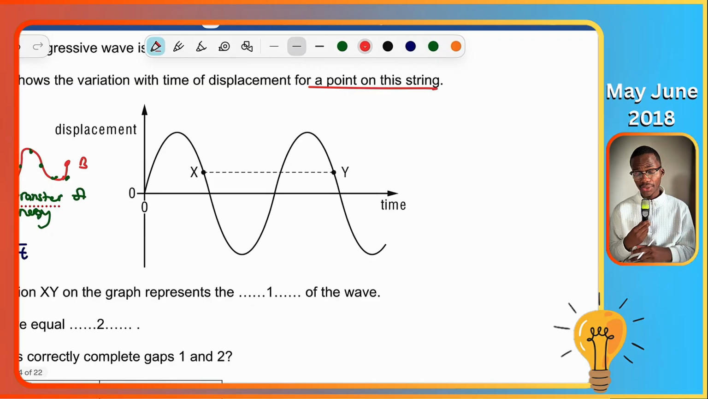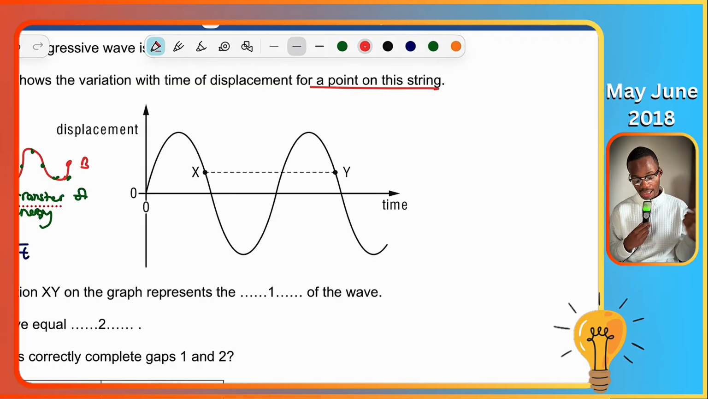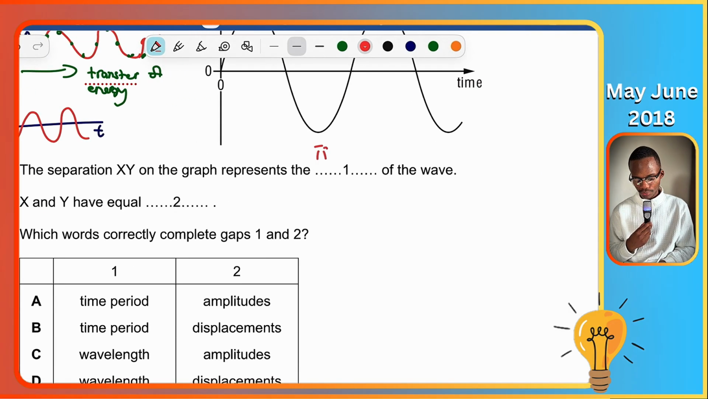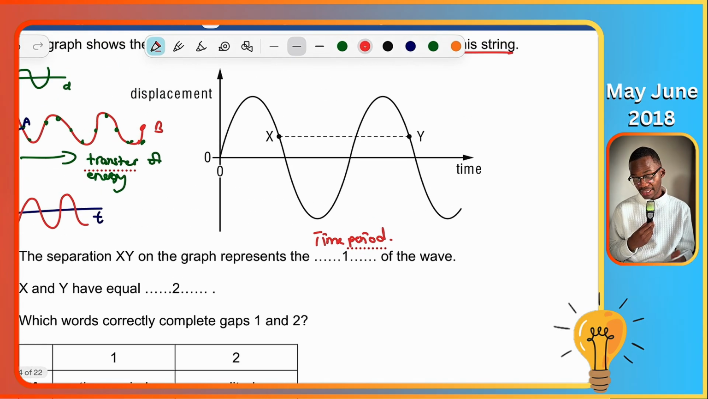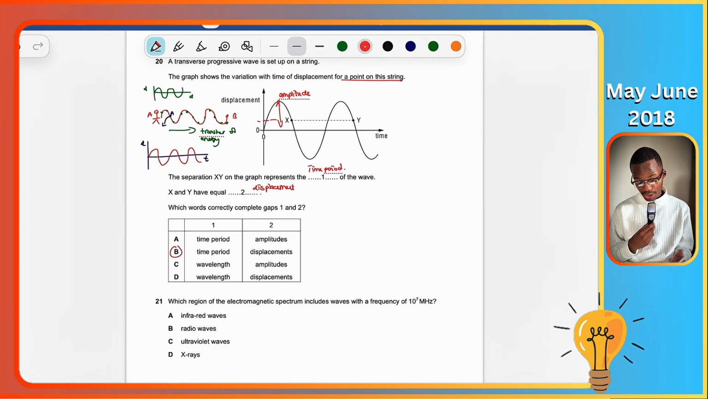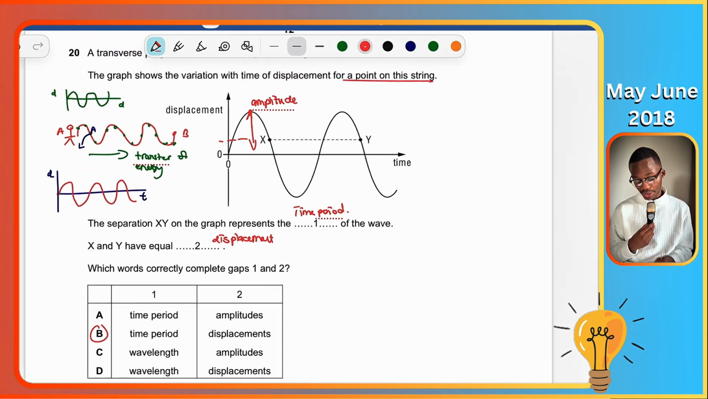So a displacement time graph is associated with periods and stuff like that. A displacement distance graph is associated with wavelengths. So in this case, xy represents time period. And x and y will have the same displacements. Remember, amplitude is the maximum displacement. So this is amplitude. It's a very unique kind of displacement. So x and y will have the same displacement. So the correct answer is B. They're going to have the same time period, which is represented by the separation xy.